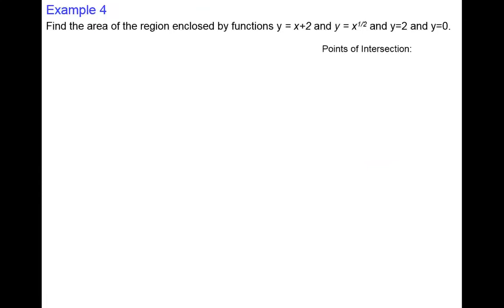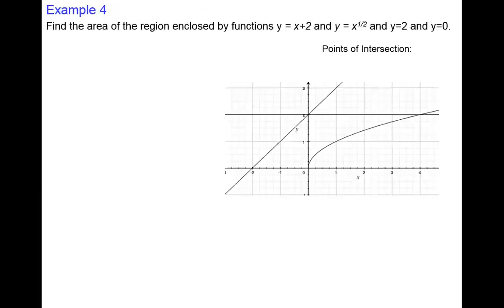That means we can find the points of the intersection, but what I did, I drew the function. I have the graph of the function. That means this graph represents square root of x. This is x plus 2. The y-intercept 2, the x-intercept negative 2. Horizontal line 2 and horizontal line 0. That means this is my region. This part and this one.